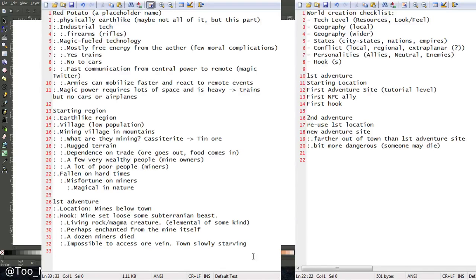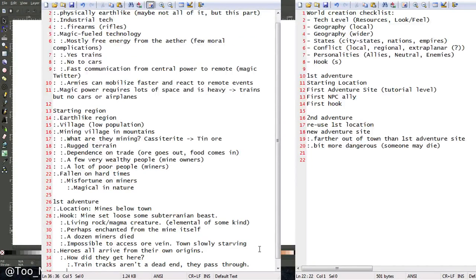So the heroes presumably arrive. Let's see. What's a good way to drop the heroes in? Maybe the heroes just all arrive from their own origins. How did they get here? I'm going to say the train tracks aren't a dead end. They pass through. So now we have a world in two directions where the players could have come from.